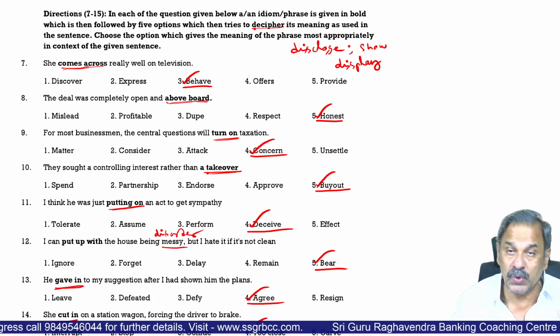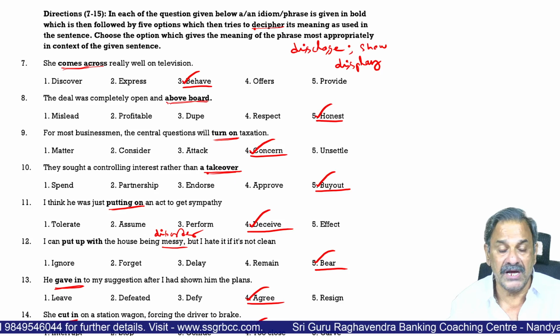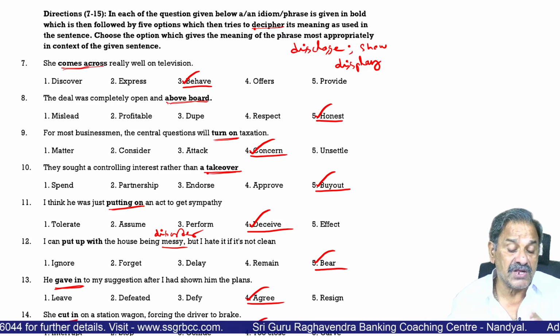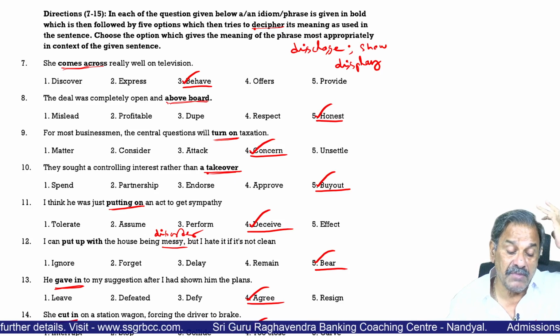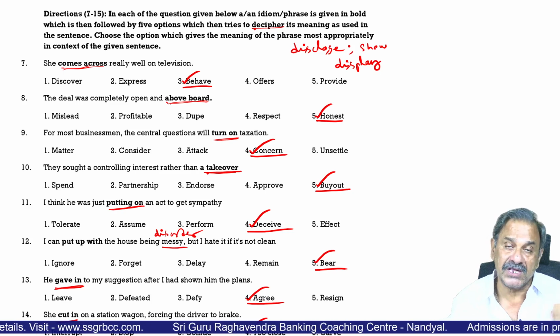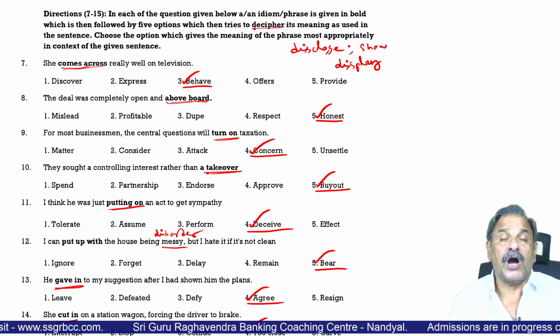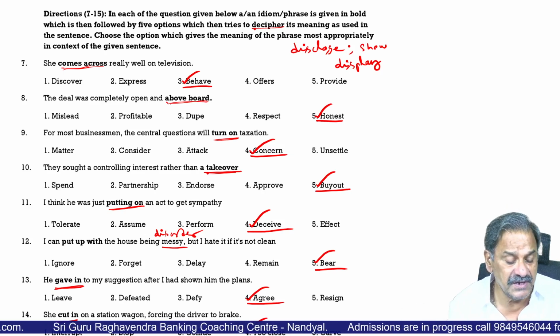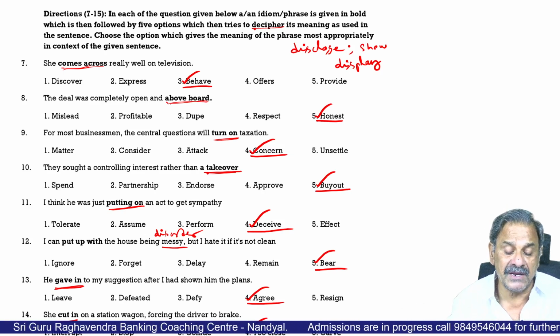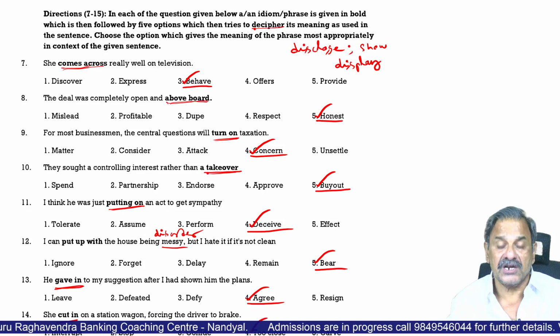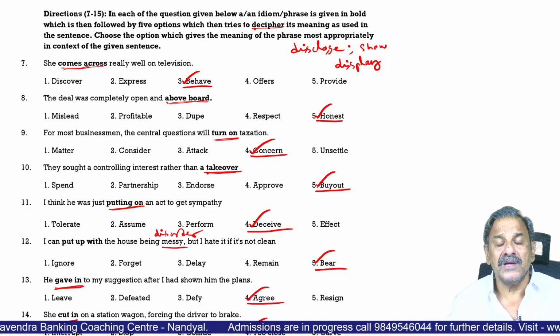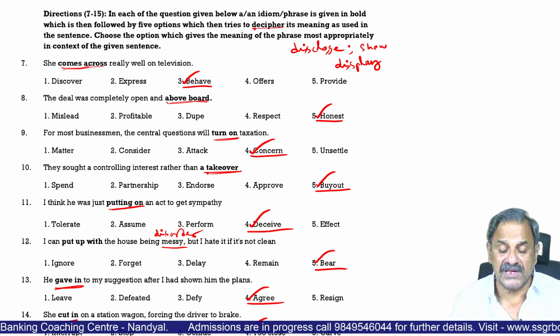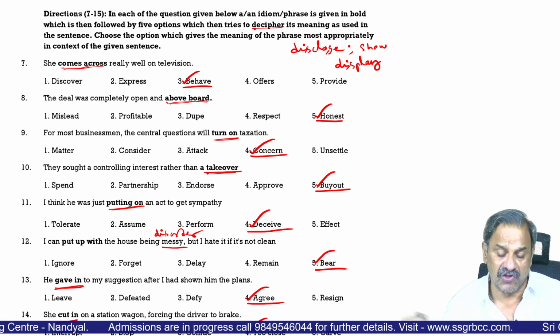Once again, she comes across really well on television means behave. The deal was completely open and above board means completely open and honest. For most businessmen, the central questions will turn on taxation. So, the main concern is taxation. So, turn on means concern.